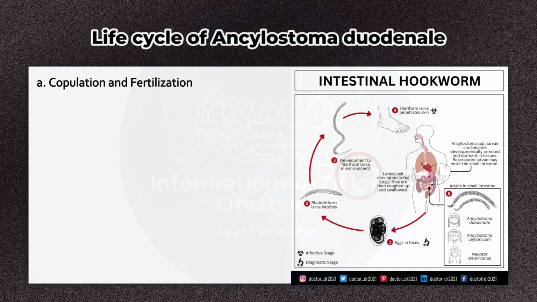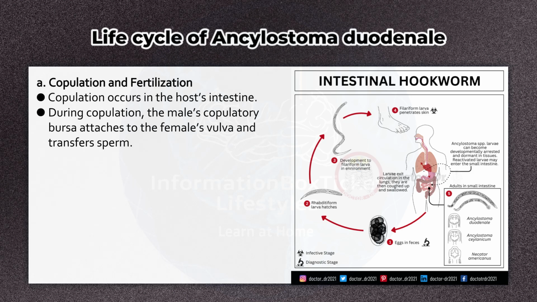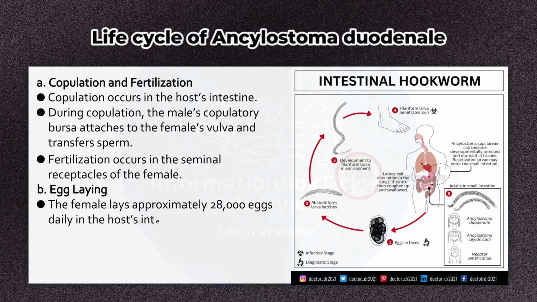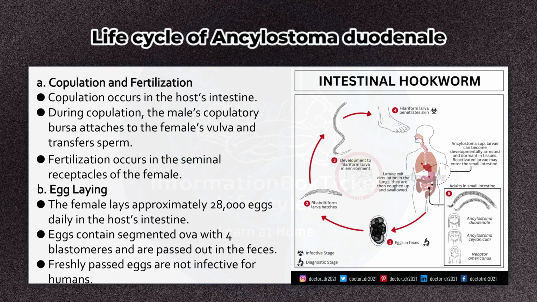A. Copulation and fertilization. Copulation occurs in the host's intestine. During copulation, the male's copulatory bursa attaches to the female's vulva and transfers sperm. Fertilization occurs in the seminal receptacles of the female. B. Egg laying. The female lays approximately 28,000 eggs daily in the host's intestine. Eggs contain segmented ova with 4 blastomeres and are passed out in the feces. Freshly passed eggs are not infective for humans.